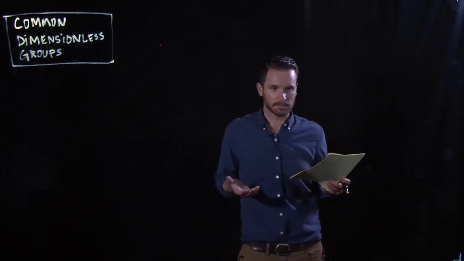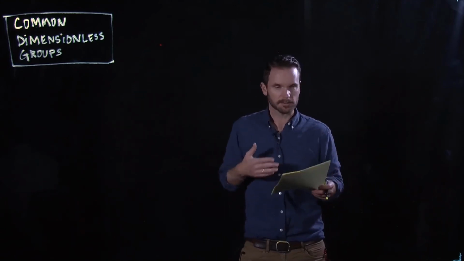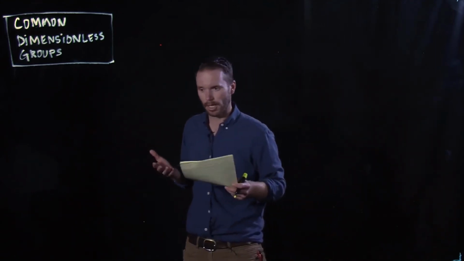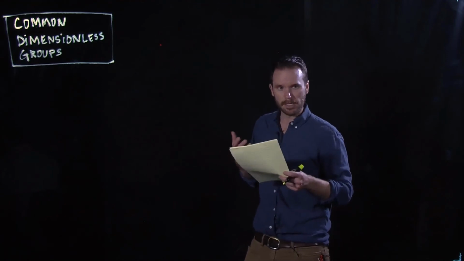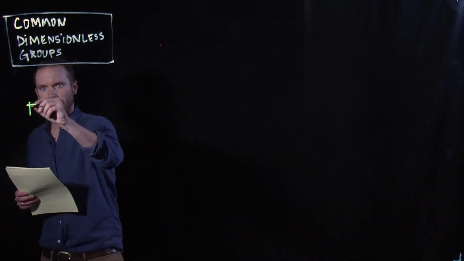Now, some of the nice artifacts of these dimensionless groups that you find over and over again is there's some physical meaning, and it's part of our job to understand what the physical meaning is for each of these dimensionless groups. The first one we're going to discuss is the Froude number.